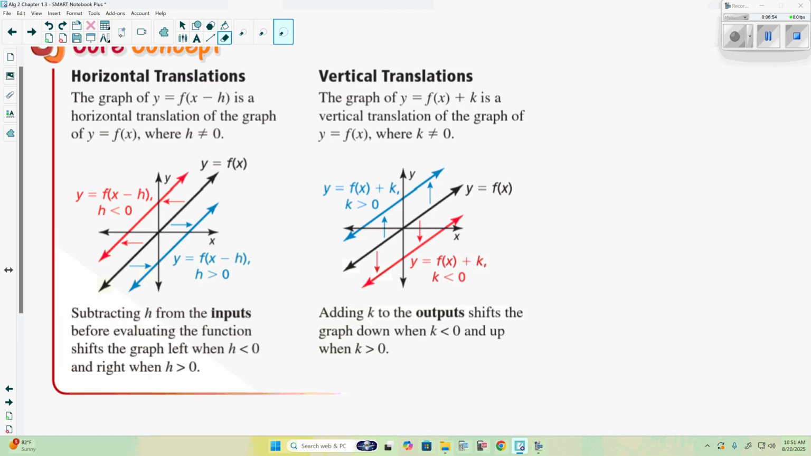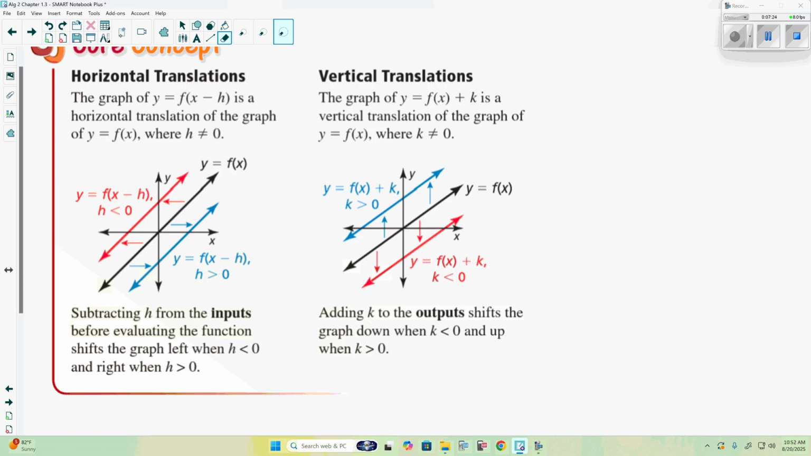Horizontal translation. We use the notation f of x minus h, where h is the amount that we move it left or right. Left is going to be a negative amount, right is going to be a positive amount. And it's that value of h that we're going to plug in. Our horizontal translation is affecting the x values, our input values. So we're replacing what's inside the function with that.